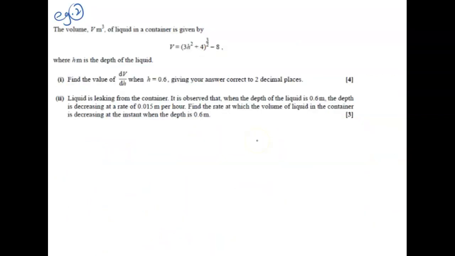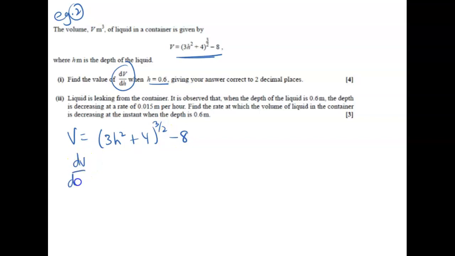In this question, they tell us the volume of a liquid container is this, and they want us to find dV/dh when h is 0.6. Now, let's continue. If I know that V is (3h² + 4)^(3/2) − 8, then I can find dV/dh, which is just simply differentiating this.